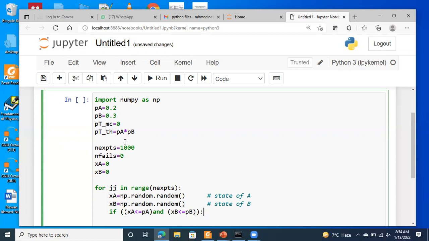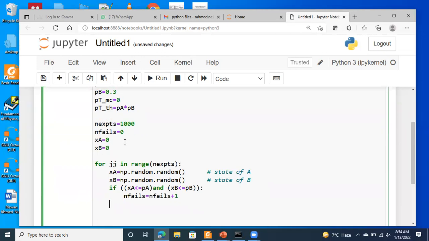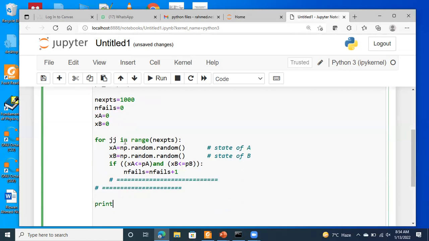Okay. So with this one, this is the experiment in which we are going to experience a failure, right? So n fails would be equal to n fails plus 1, right? And that's it. This is the only condition. So we have to complete the loop and complete the experiments. Perform many experiments, right?